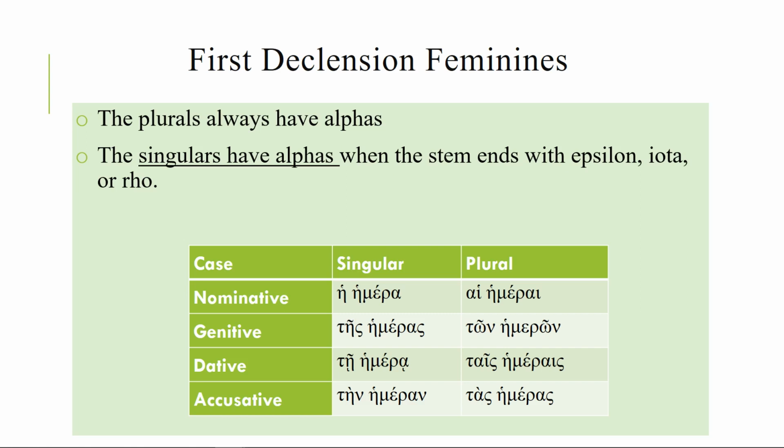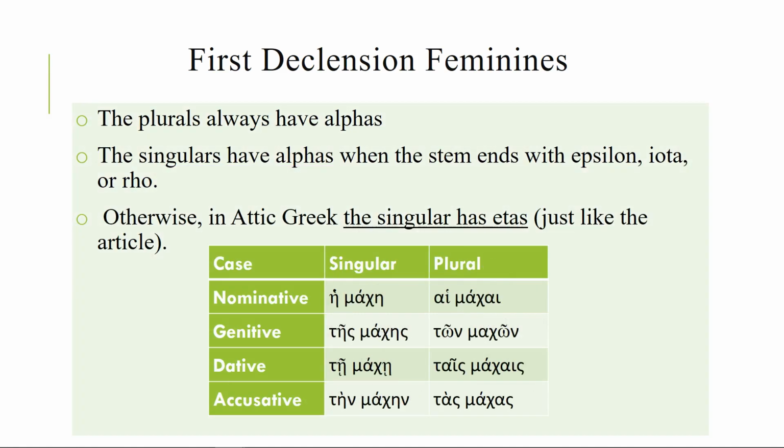And otherwise, if the stem doesn't end with epsilon, iota, or rho, you do get the eta in the singular that looks just like the article. So they become very easy to spot. Alphas and etas don't look that much apart. They both tend to be that very similar long sound. So this shouldn't give you any trouble, but again, you should have this in your brain. Hē machē, tēs machēs, tē machē, tēn machēn. This should be floating through your brain.